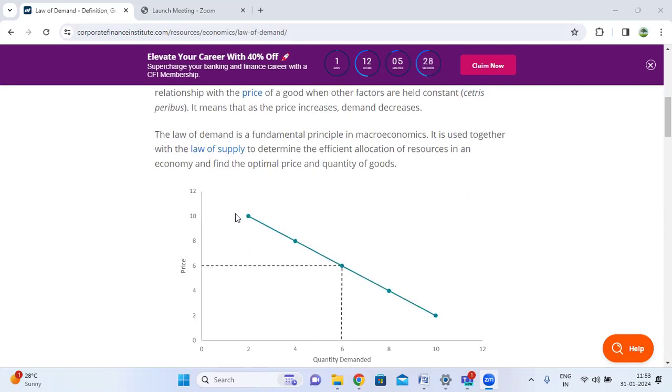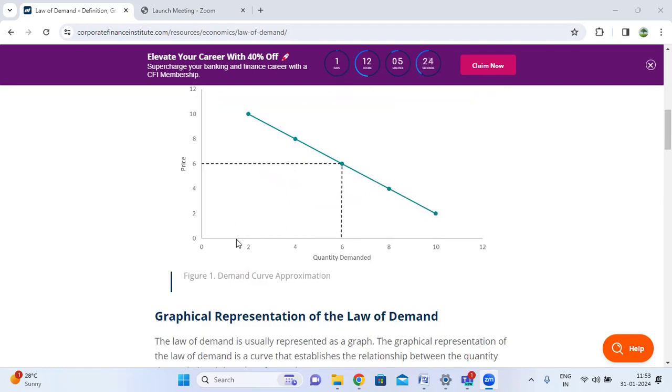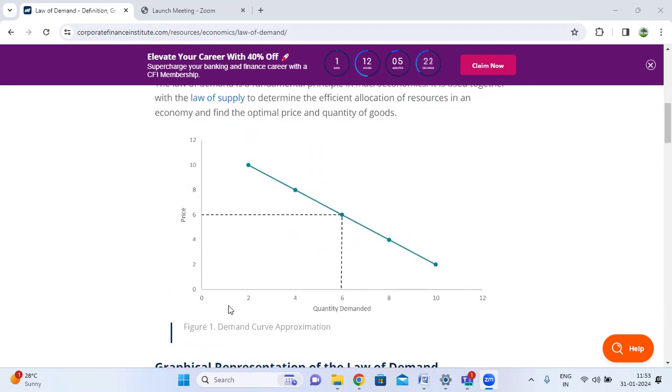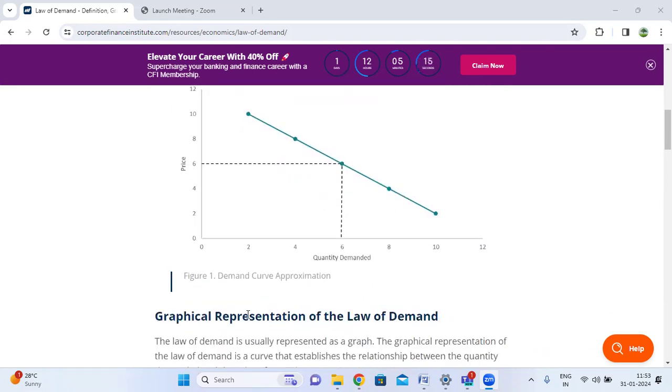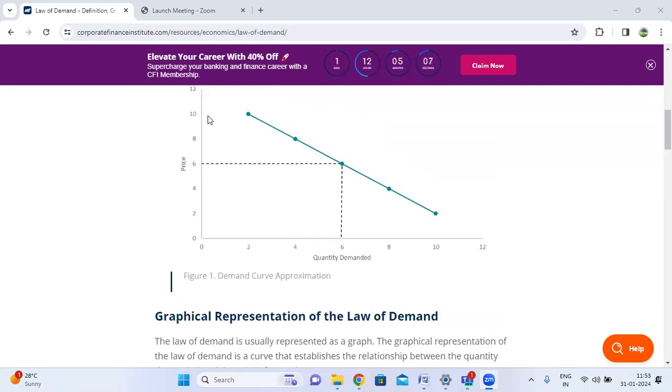So in this diagram, we show the graphical representation of the law of demand. The law of demand is usually represented as a graph.